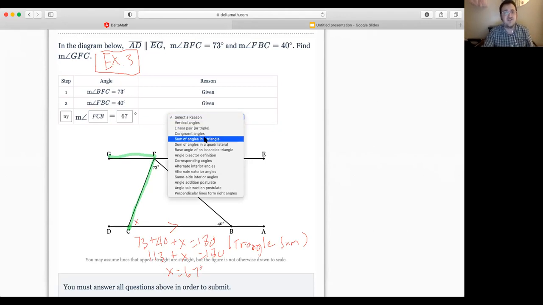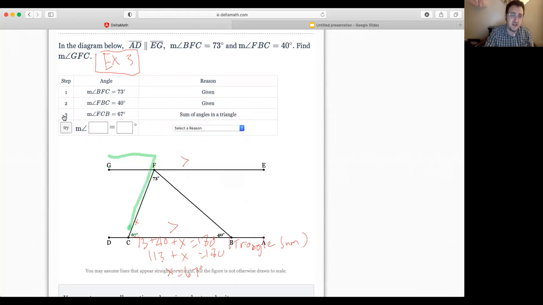And I already thought of the name of the reason. I said it was the triangle sum. And the sum of angles in the triangle pretty much describes that situation. So we try it out. And it's a beautiful thing.